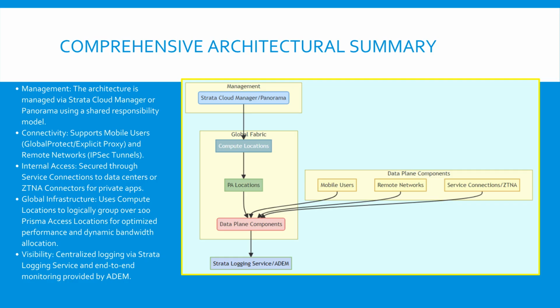At the top, the Strata Cloud Manager or Panorama acts as the central management point, pushing configurations down. These policies govern the global fabric, which is structured around compute locations, which then contain the physical Prisma Access locations. These locations host the data plane components, which handle the live traffic. These components include mobile users, remote networks, and internal service connections, or ZTNA. All process traffic and operational data generated by the data plane components flow directly into the Strata logging service and ADEM for centralized monitoring and analysis. This unified view emphasizes that all parts of the deployment, regardless of location or connection type, are governed by a single, integrated cloud architecture.